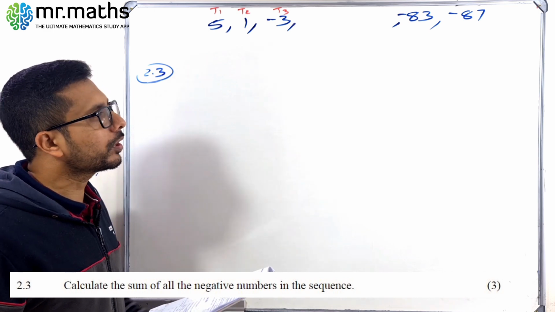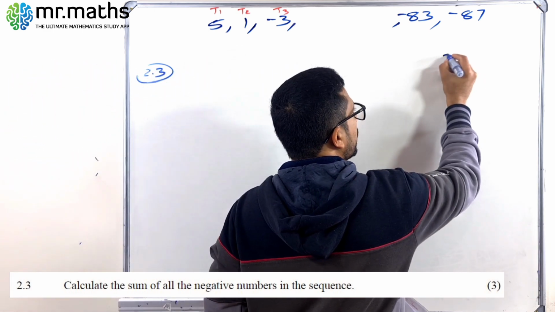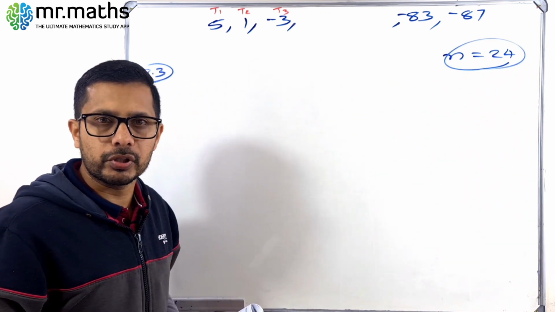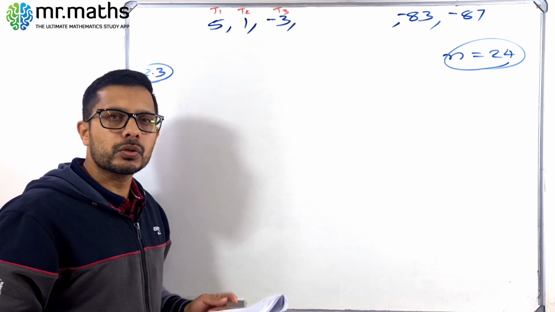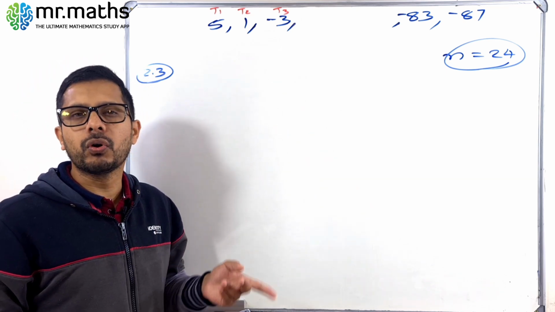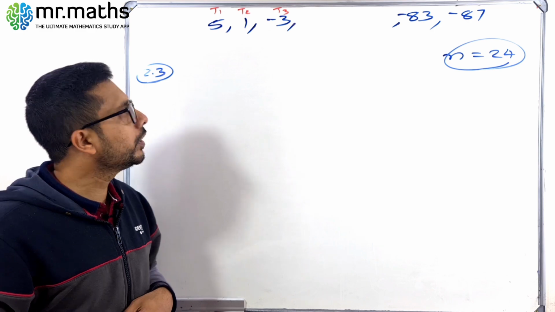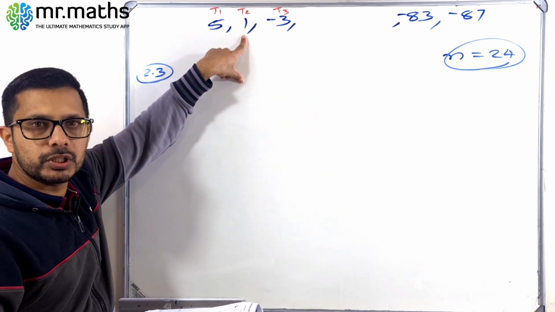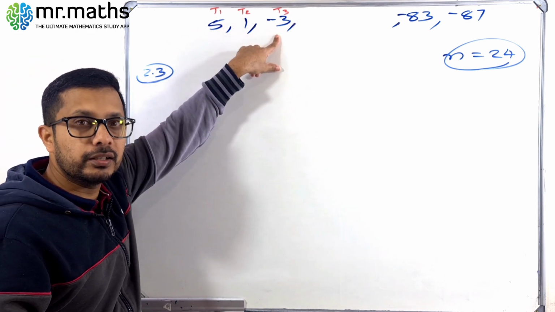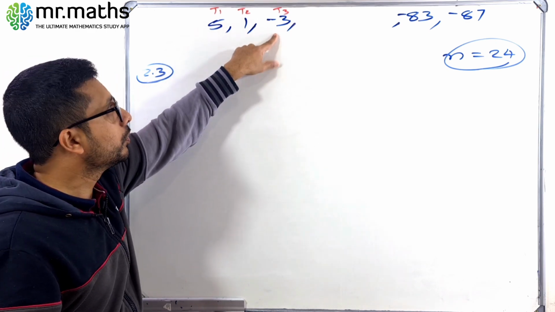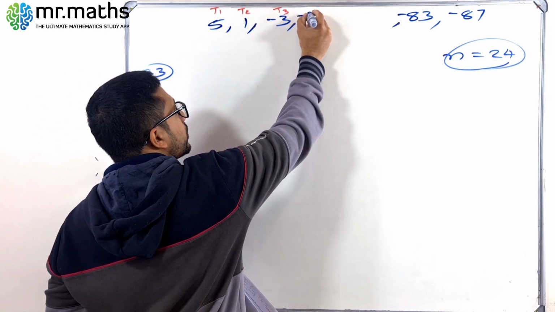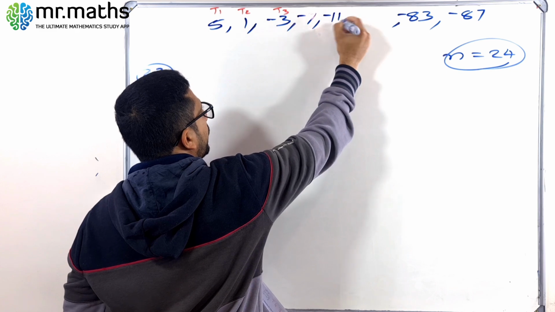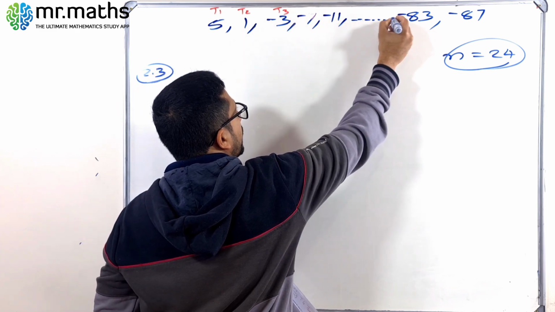So here, total how many terms are there? Don't forget, from the previous question, we know that there are a total of 24 terms. Now, what is this question? You have to find the sum of all the negative terms. So look at this one. 5 is a positive number, 1 is a positive number, -3 is a negative number. Can you see that? What is the next term? From the previous question we got the next term is -7, the next term is -11, and so on.